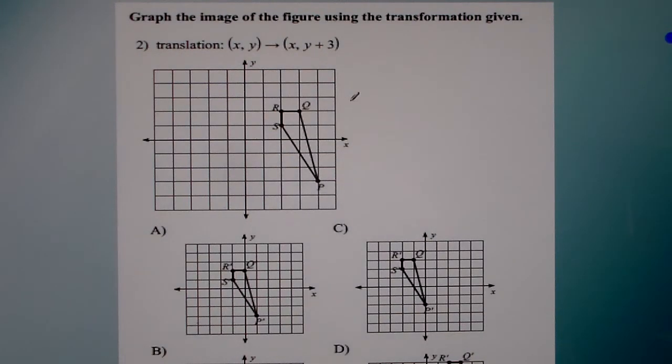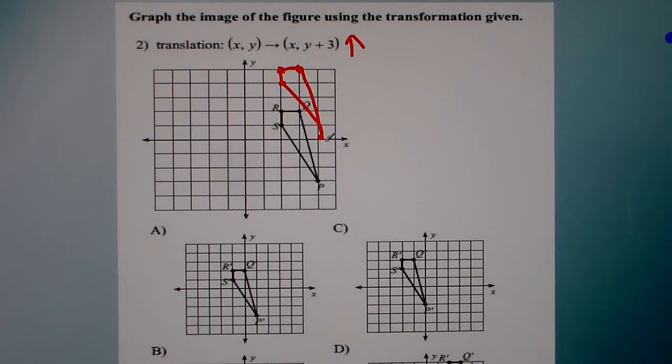Alright, here, looking at number 2. Graph the image of the figure using the transformation given. So the translation is (x, y). Our x is going to stay the same. However, our y is going to be plus 3. That means we're going to just move it up 3. This figure just gets moved up 3. So Q gets moved up to here. R gets moved up to here, because you just count them out. S gets moved up to here. And P gets moved up to here. So we have like this little red kite looking figure.